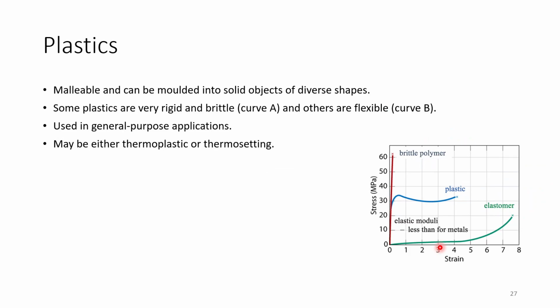Now plastics, these are malleable and can be molded into solid objects of diverse shapes. Some plastics are very rigid and brittle as shown in curve A, and others are flexible, and these are used in general purpose applications and may be either thermoplastic or thermosetting.